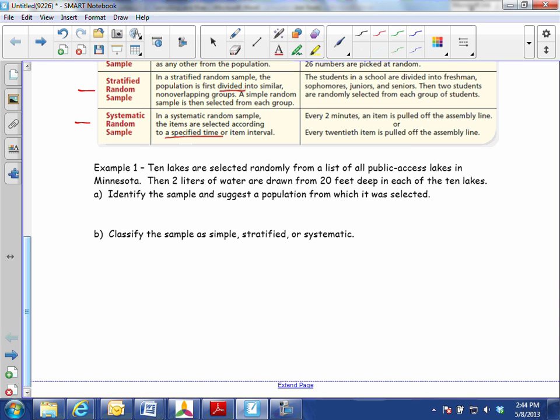We don't have any different groups because they're just saying 10 lakes are selected from all the lakes in Minnesota. We're just picking 10. I'm just collecting water from 10.